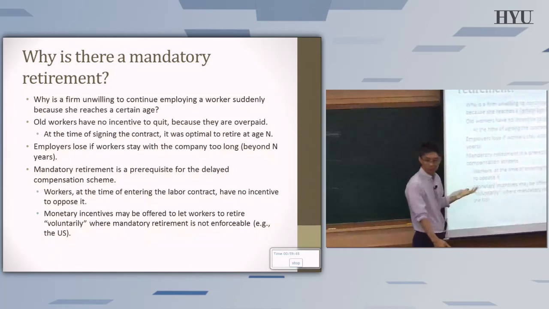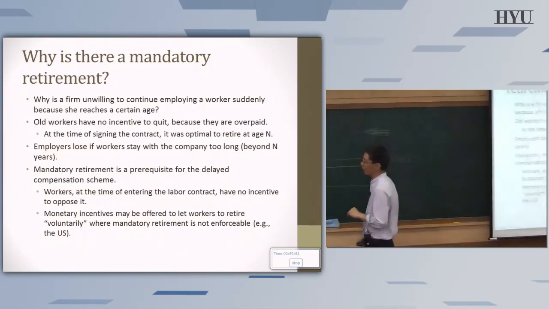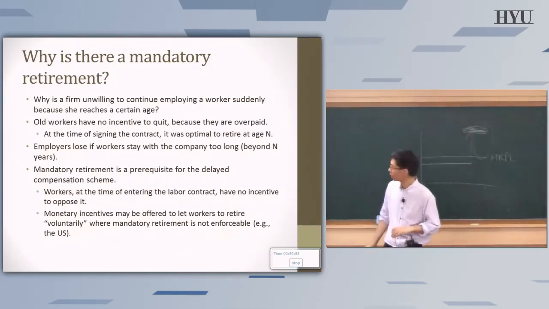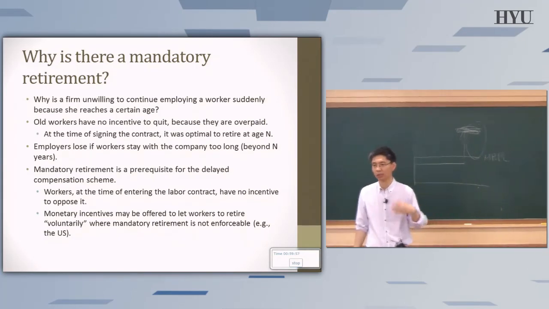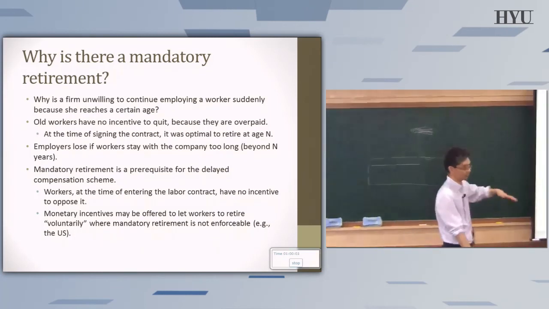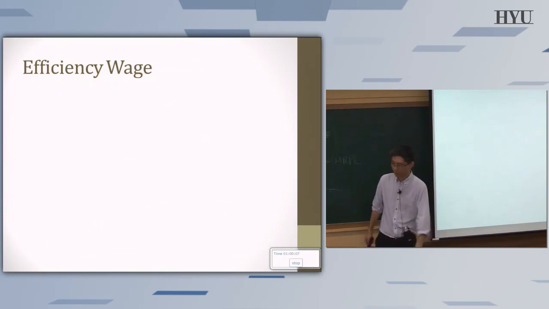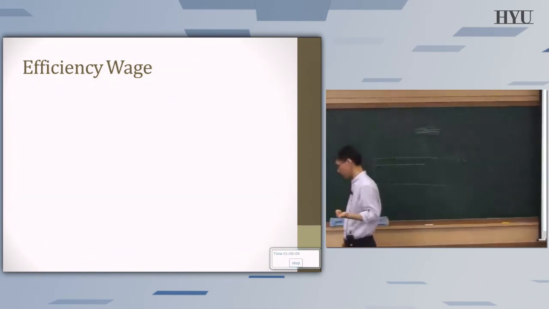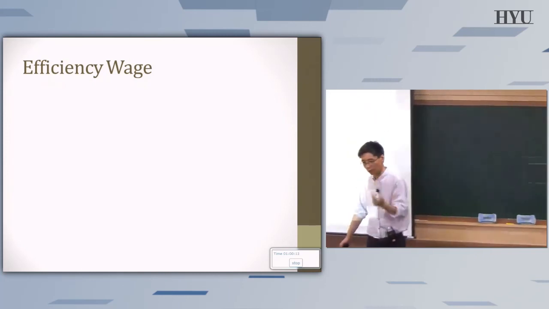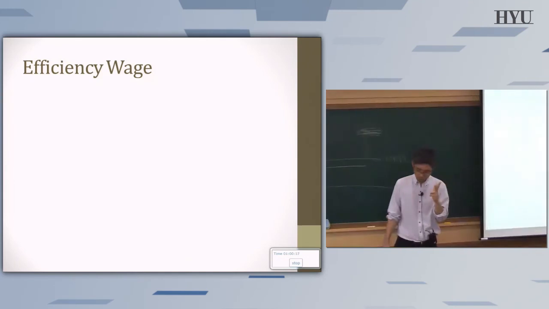But anyway, in Korea's case, a lot of companies, especially the big companies, do have a mandatory retirement age, and this mandatory retirement age can work in a way to provide a basis for the delayed compensation scheme. Okay? So we covered the piece rate, team incentive, tournament pay, the promotion tournament, and delayed compensation scheme.